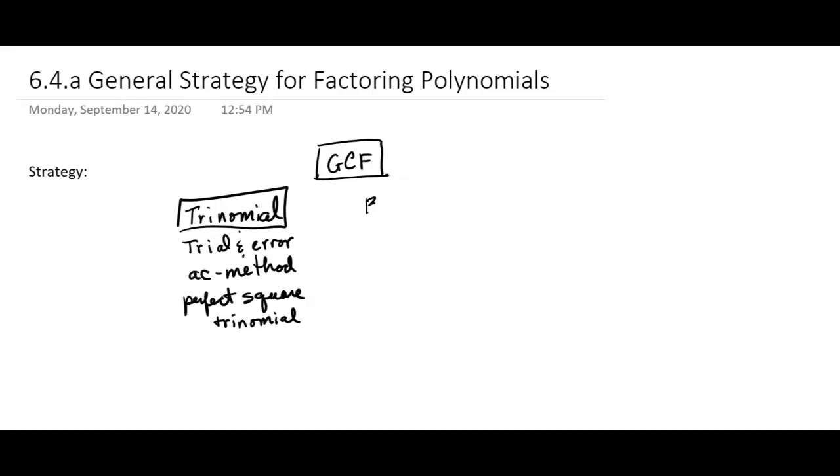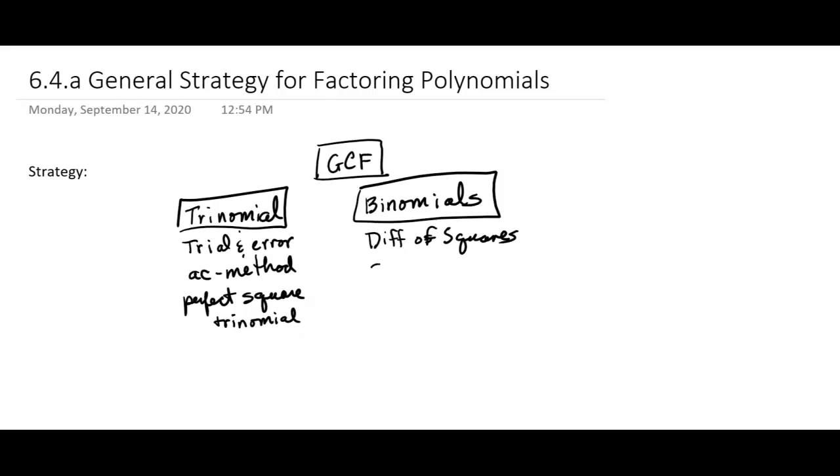Maybe it's a binomial. Maybe you only have 2 terms. If you only have 2 terms and it's going to factor after you take out the GCF, then your choices are it's either the difference of squares, the sum of cubes, or the difference of cubes. And other than that, there aren't a lot of choices for the binomials, so it's going to be one of those special products if, in fact, it factors more. Sometimes it just factors with a GCF.